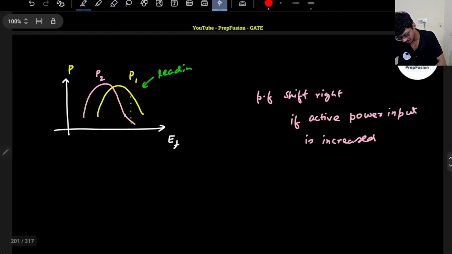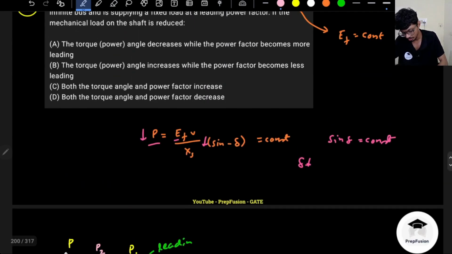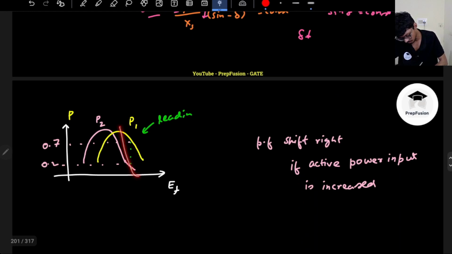Why more leading? Because here the power factor had a good value, somewhere like 0.7, but here it is some very low value. Here it is intersecting with the same excitation, it will be 0.2, so the power factor becomes more leading. So yes, option E is correct: torque or power angle decreases, more leading. This one is also correct actually: both the torque angle and power factor reduce.